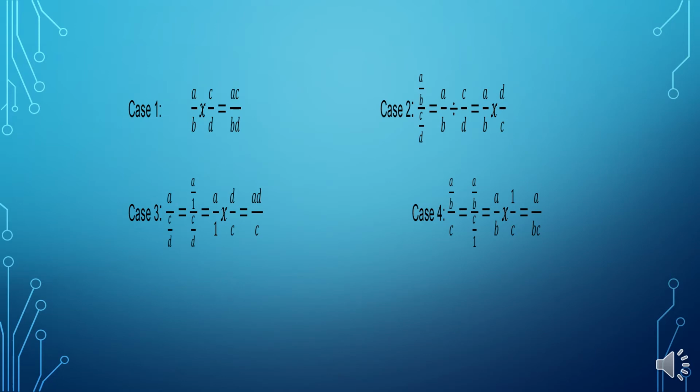We have here the four cases. Let's begin with case 1. A over B multiplied by C over D. So if multiplying both fractions, this will be equal to AC over BD, or you're going to multiply A by C and then divide by B and D.